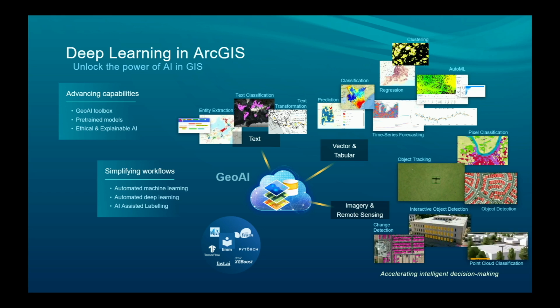There's text, and I talked about entity extraction, text classification, and everything. These are tasks that are possible on textual data sets. Likewise, we've got vector and tabular data sets. There are several tasks that you can perform on that. And lastly, imagery and remote sensing is the third data structure that is supported natively within ArcGIS. And in the imagery and remote sensing bucket, we have a whole suite of data modalities which we'll talk about, including 3D and point cloud.